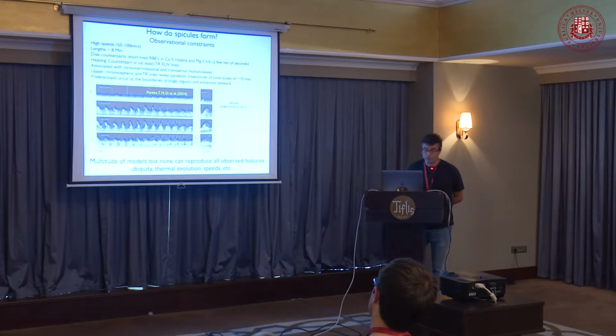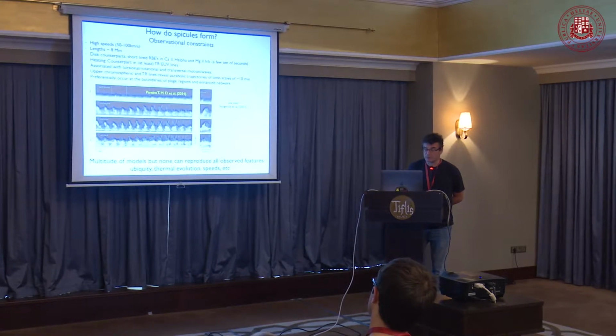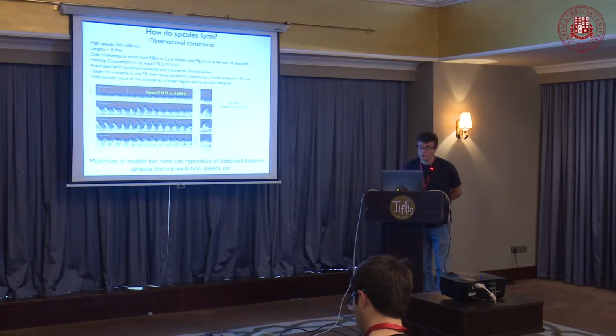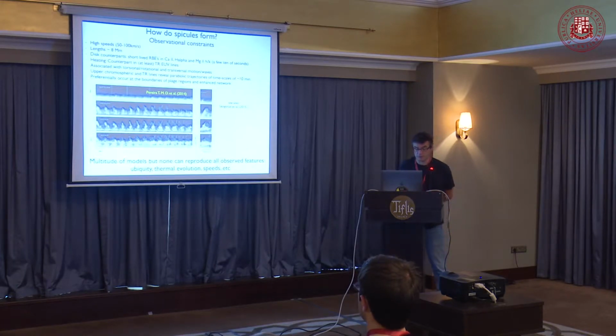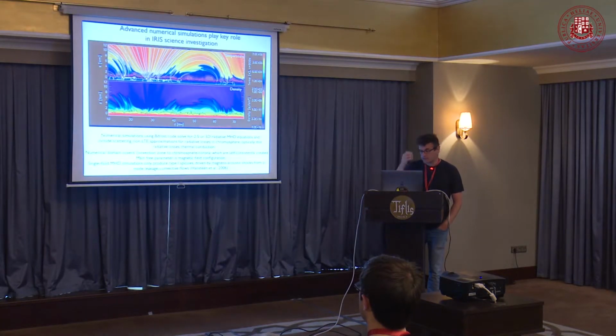And of course, we've known for a very long time that they curve the boundaries of large regions of enhanced network. And as I mentioned before, there have been an enormous number of numerical models or even analytical models for spicules. I've been guilty of one myself. And none of these models reproduce all of these new observational constraints. The observational constraints for spicules now are very different from what they were 15 years ago. We really have much stricter constraints now with all of the new data.